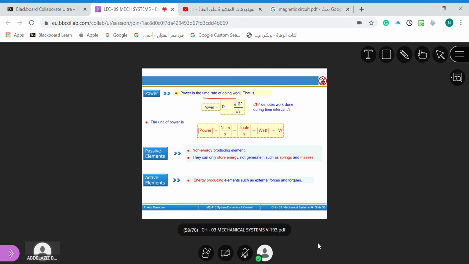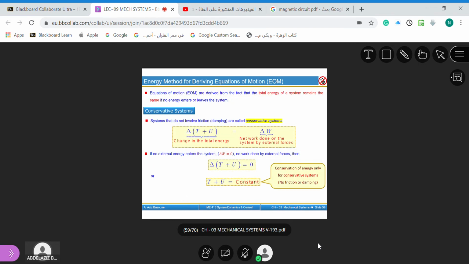When we are dealing with this type of element in a mechanical system, the mass, spring, and damper, they do not produce energy. They store energy or dissipate energy. So we call them passive elements. But those elements that produce energy, such as external forces, torques, and actuators, we are not dealing with in this course. We are dealing only with passive elements, which are mass, spring, and dampers. So these are called passive elements.